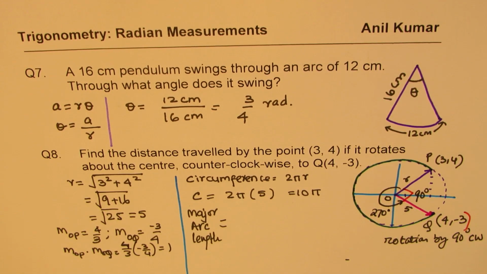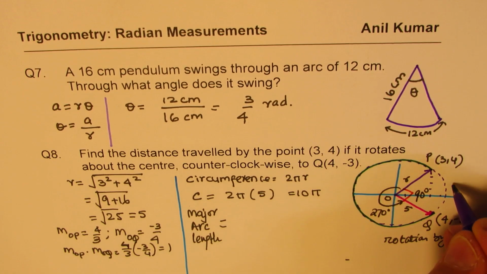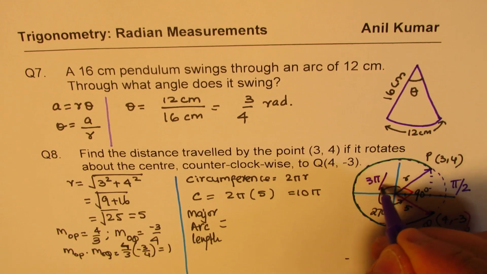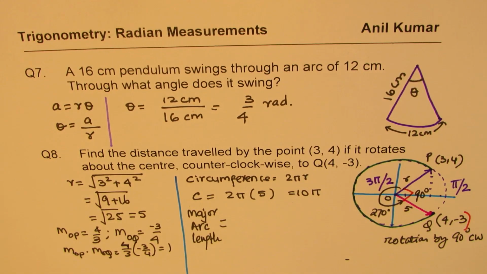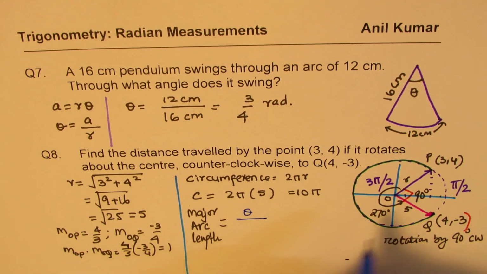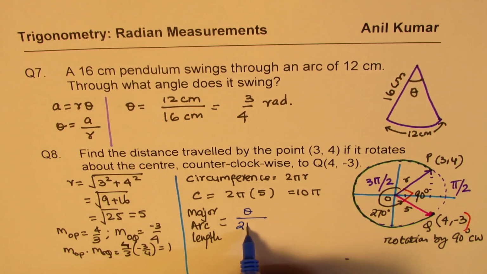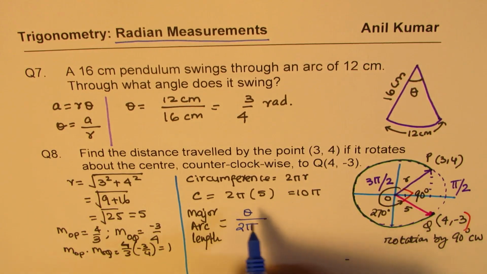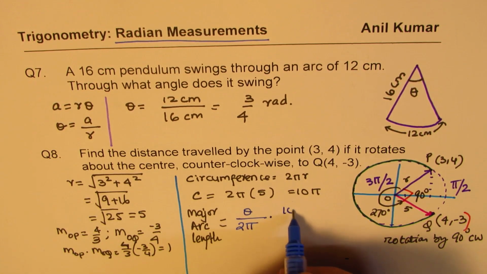If you're working in radians, you could always take one angle as pi by 2, right? And the other as 3 pi by 2. You could do that. So either way, you could use your calculations to find the answer. So let's use degrees for the time being. Or it doesn't really matter. Okay, so we have circumference of 10 pi. So it is the angle theta over total angle. So let's work in radians, right? We'll do theta over 2 pi times the circumference, which is 10 pi.